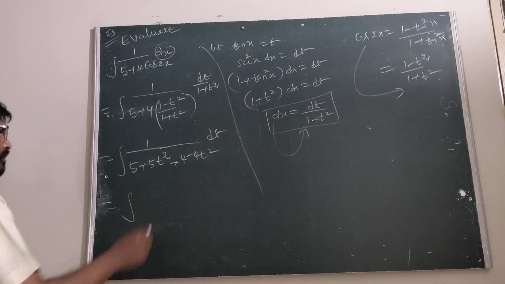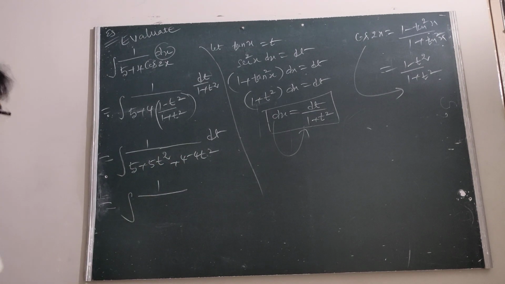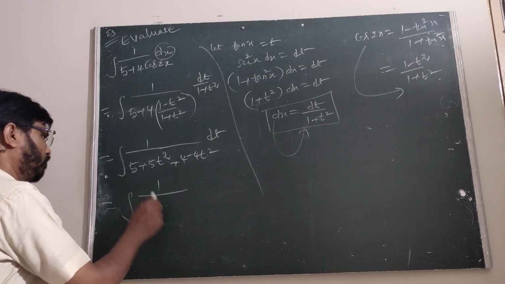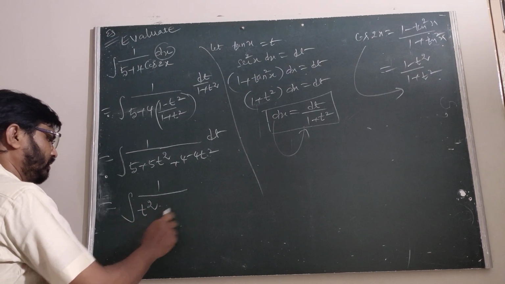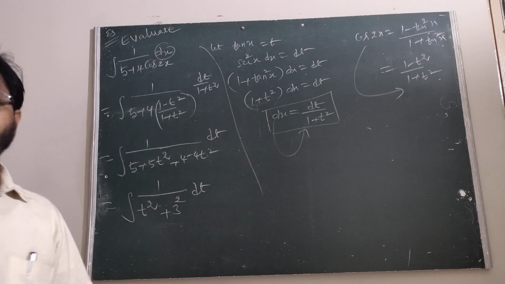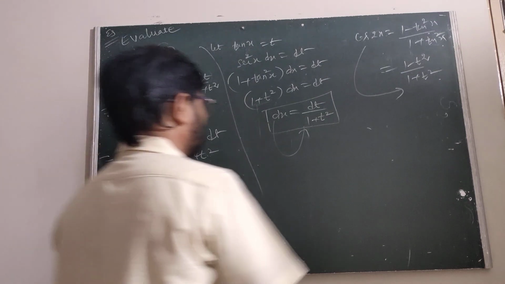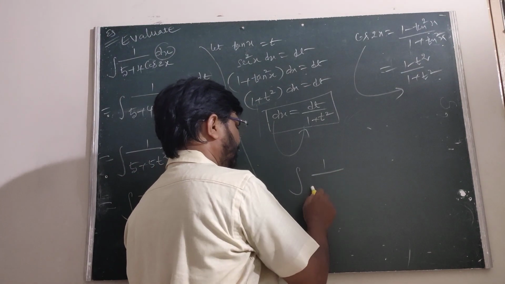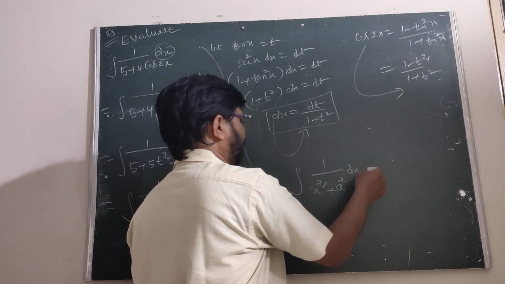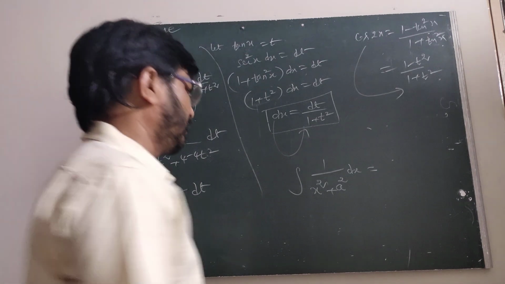Now this is 1 upon 5 t square minus 4 t square. 5 t square minus 4 t square is t square. 5 plus 4 is 9, and 9 can be written as 3 square. So this is compared with the integral 1 by x square plus a square into dx, which is of the form 1 by a tan inverse of x by a.